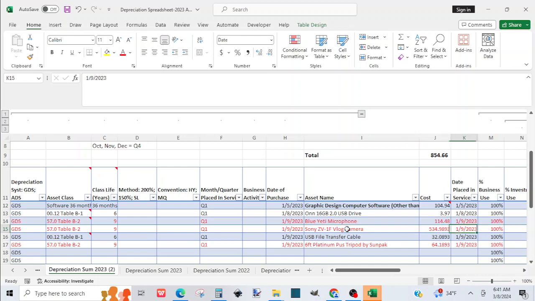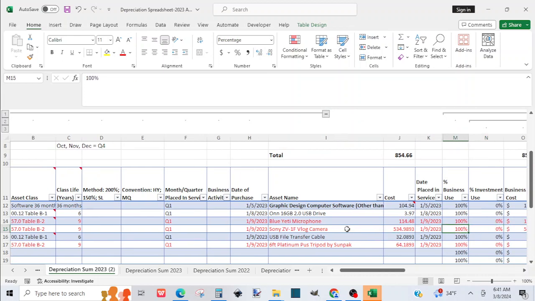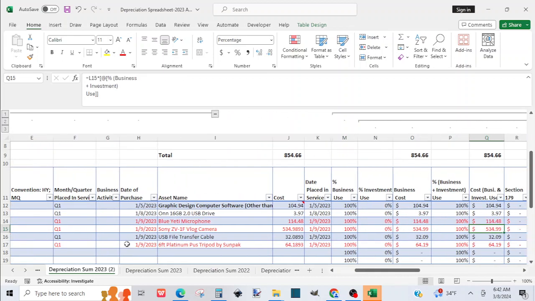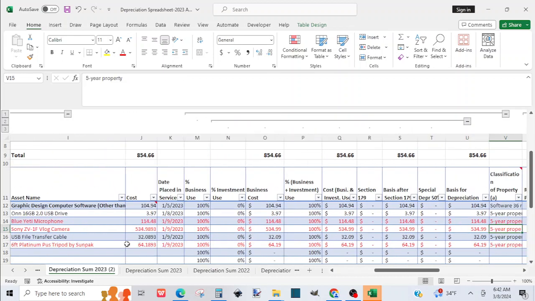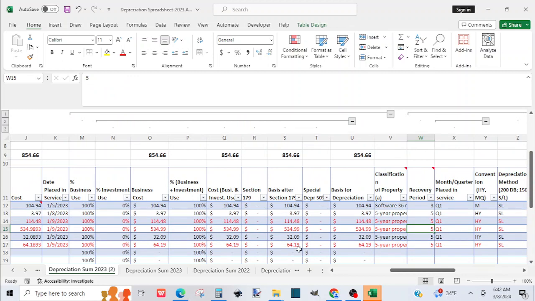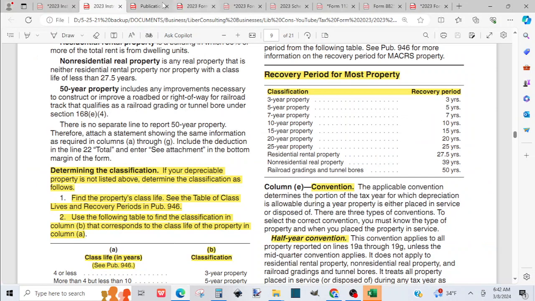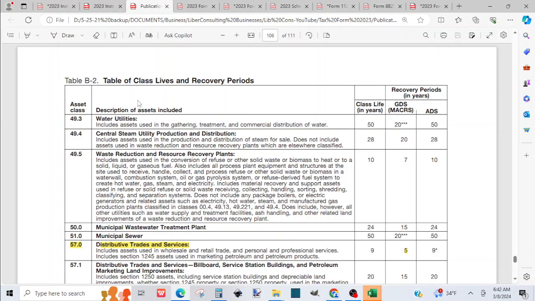So now that we have that information listed for those two, 5 year property, 5 year property, 5, now we'll move to the next step, which is which convention. We already know the recovery period to use, so we need to figure out which convention to use and which depreciation method to use. I like to use publication 946, and that will be appendix A.